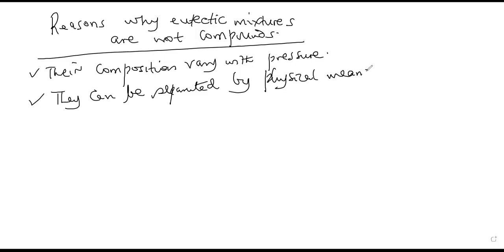That's why you call them mixtures, because if you remember from your senior 1 or senior 2, you defined a mixture and a compound. A compound cannot be separated by physical means, meaning its components are not physically combined together. But for eutectic mixtures, since the components are physically combined together, they can be separated by physical means.